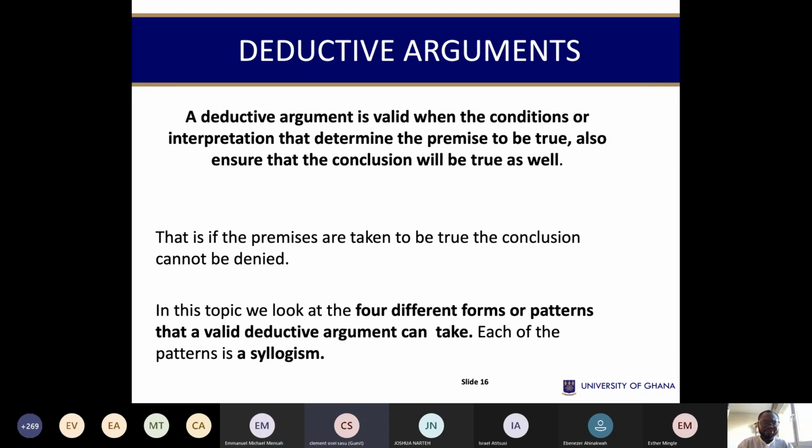Okay, sure, I'll do that. So we looked at the types of arguments. We said an argument is made up of premise or premises and a conclusion. We said that a premise is a reason that we give to support a claim, which is the conclusion.